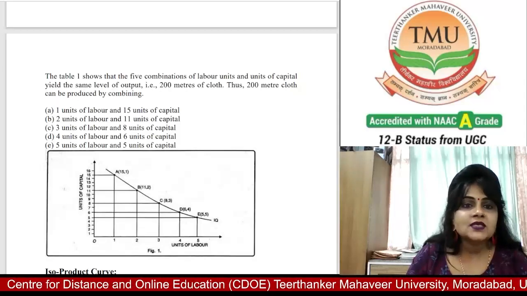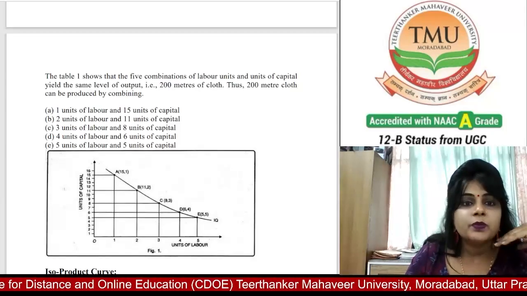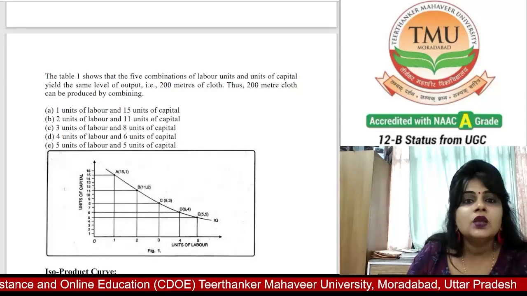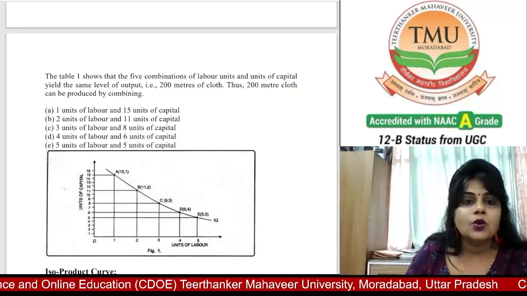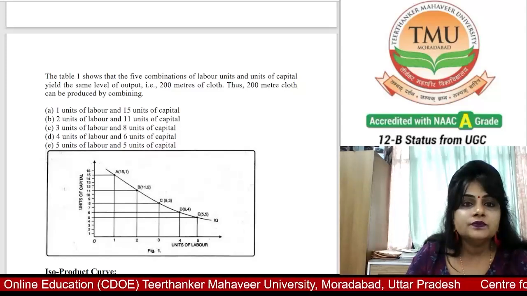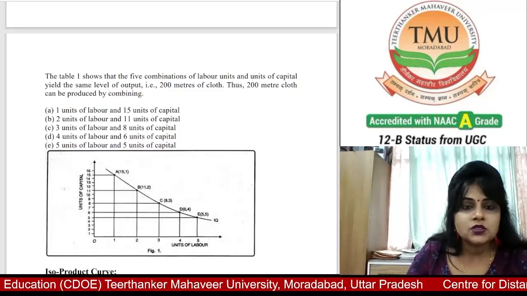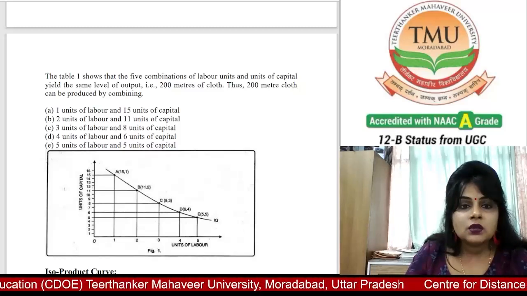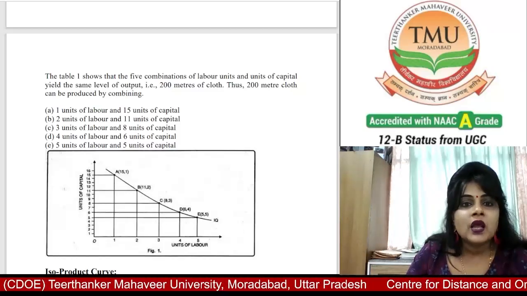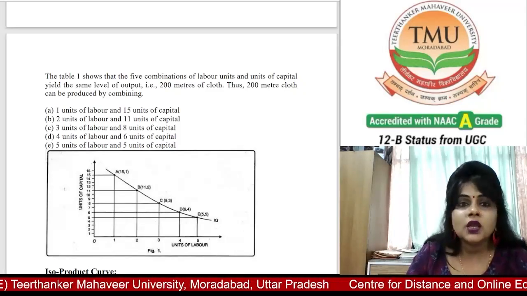On the x-axis we took labor and on the y-axis we took capital. At point A the producer took 1 unit of labor and 15 units of capital, and he got 200 meters of cloth. At point B, the producer took 2 units of labor and 11 units of capital, and he got 200 meters of cloth output. At point C, the producer took 3 units of labor and only 8 units of capital, and he also got the same level of production, 200 meters of cloth.